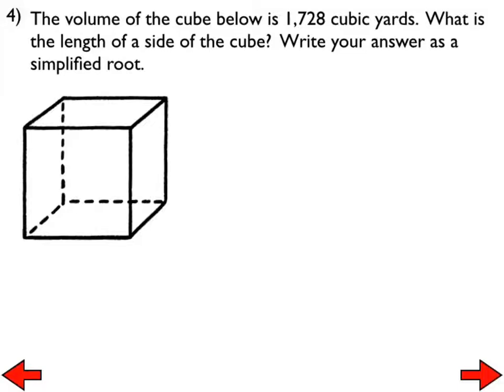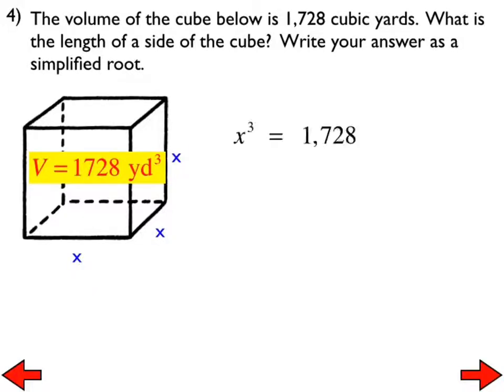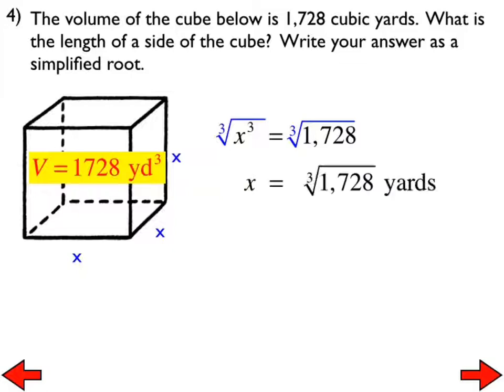So like the last one, here we have the given volume. All the sides are the same. And so we can make each of the dimensions there x. And so we can set up an equation that is x cubed equals 1,728. Like the last one, take the cube root of both sides. And the cube root of 1,728 is 12, because 12 times 12 times 12 is 1,728.